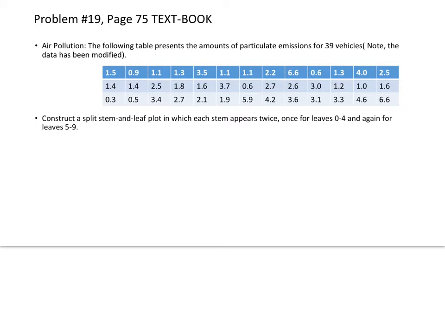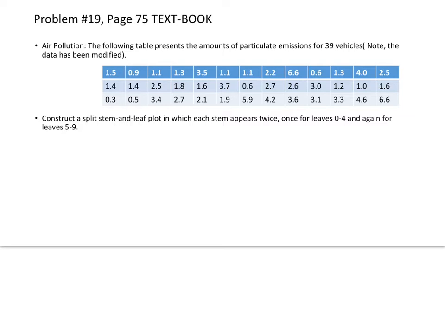Air pollution. The following table represents the amount of particulate emissions for 39 vehicles. Note I've modified the data. It was for 65 and I brought it down to 39. And I just randomly selected some of the data pieces out of that to demonstrate a stem and leaf plot. So one of the questions was construct a stem and leaf plot in which each stem appears twice, once for leaves 0 through 4 and again for 5 through 9.